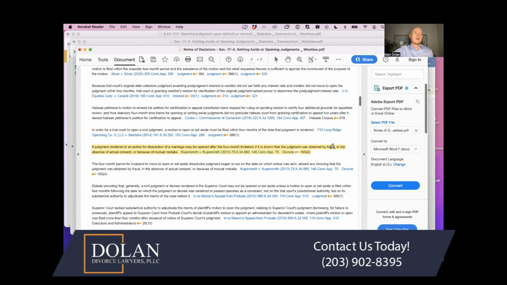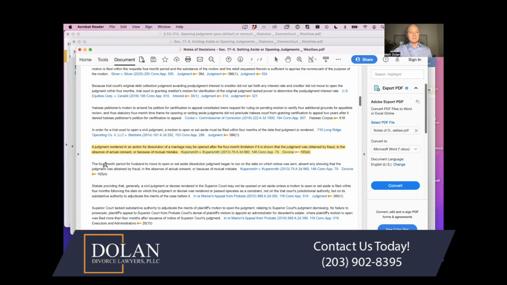Let's say you found out your spouse said he had $200,000 in his retirement account, but you later learn that he had another retirement account that he didn't disclose that had an additional $1 million in it. That's an example of fraud, in which case you can reopen the judgment, and you can do that at any time. It does not have to be within 4 months.